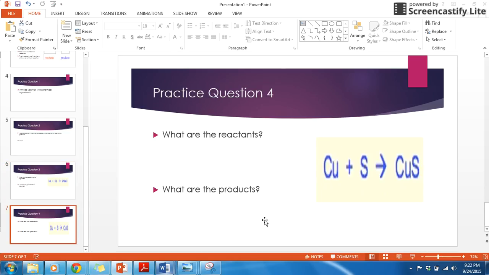And practice question number 4. If I have copper and I have sulfur, that turns into copper sulfate. What are the reactants and what are the products of this chemical reaction?